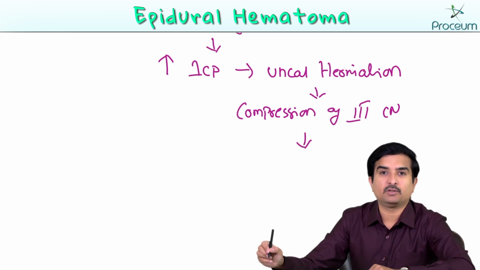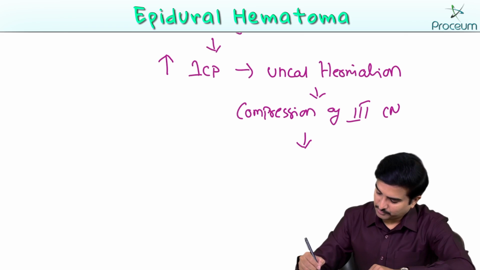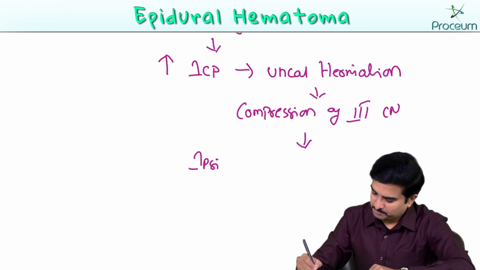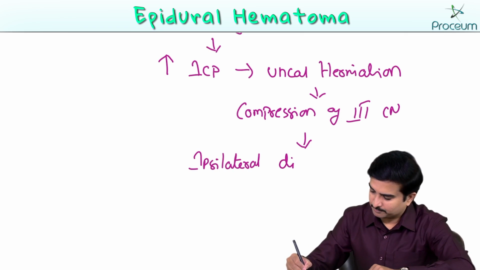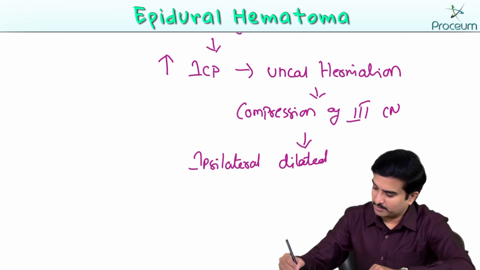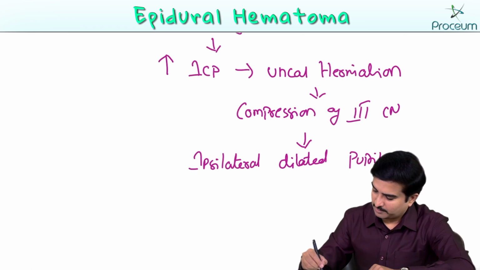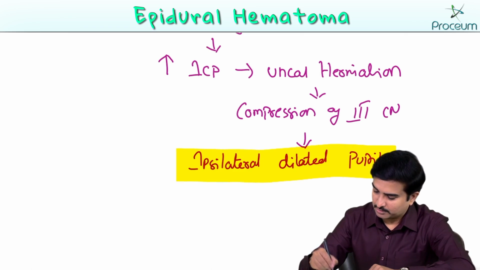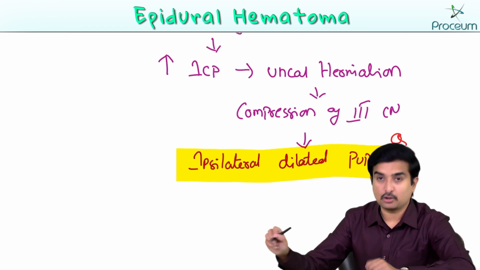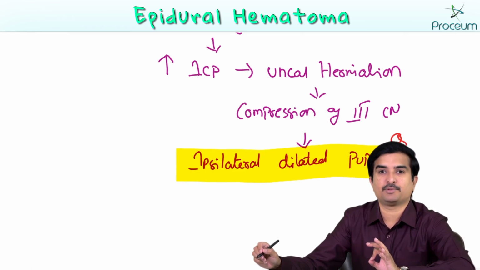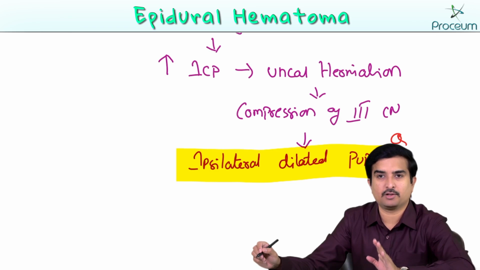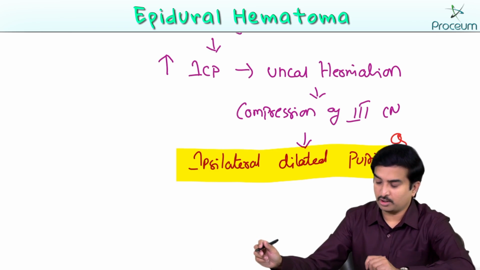So because of this what will happen? There will be ipsilateral dilated pupil, right? Concentrate on this point, especially because of uncal herniation, because of compression of the oculomotor nerve.